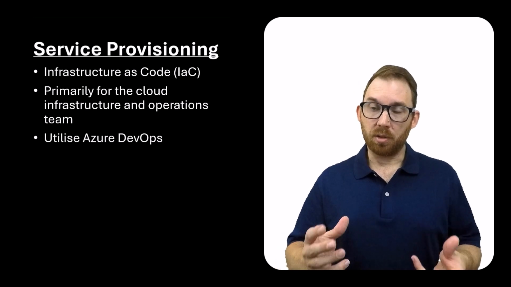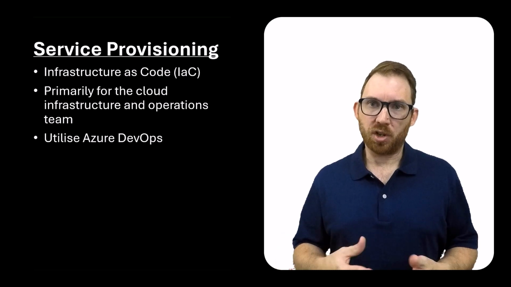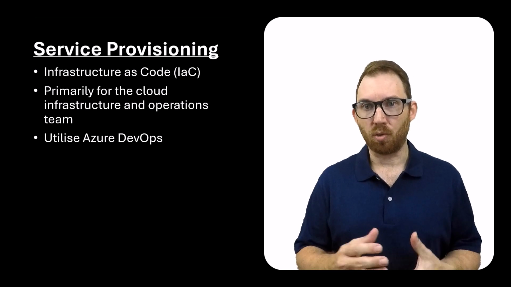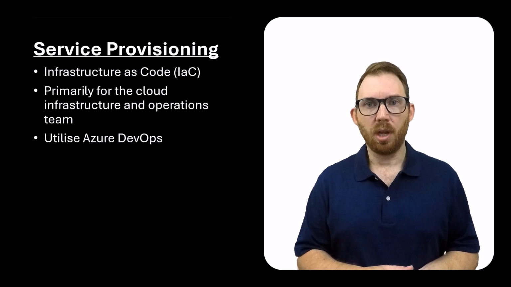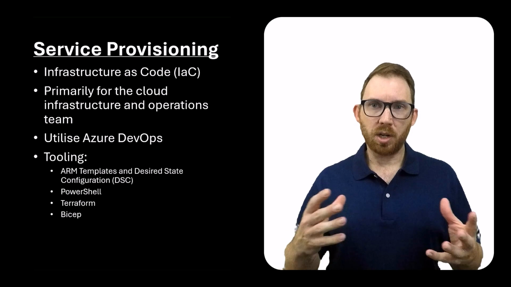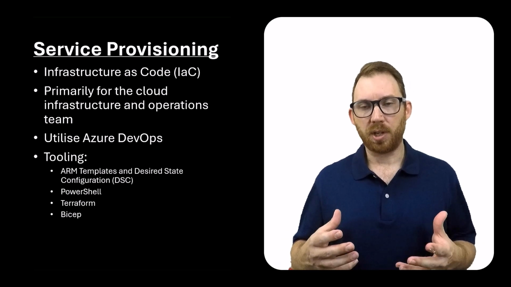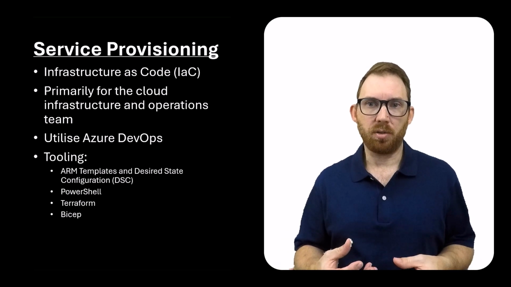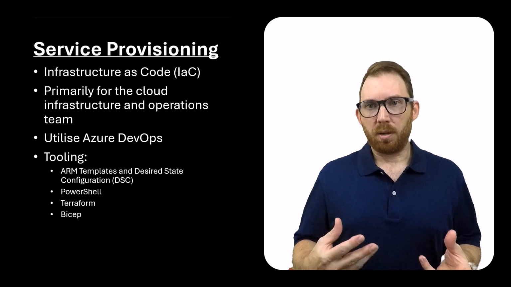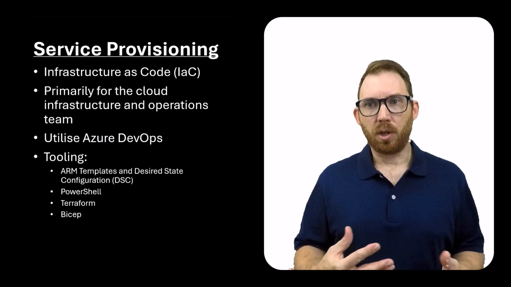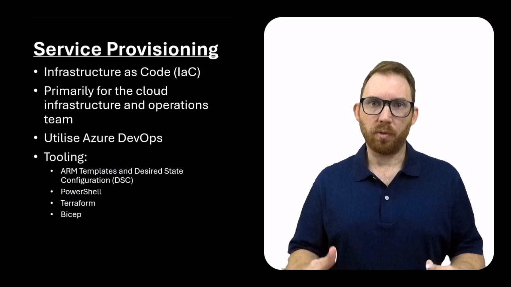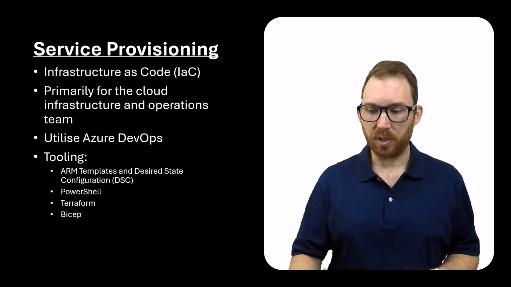And it uses something like Azure DevOps in terms of a repository to store and manage that code configuration, and then deployment pipelines to then provision that. And there's a range of tools you can use. Started off with things like ARM templates and using desired state configurations. You can use PowerShell scripts. There's also other products like Terraform and Bicep to help you do that. So that's really in that land of how do we help provision and then manage that service.